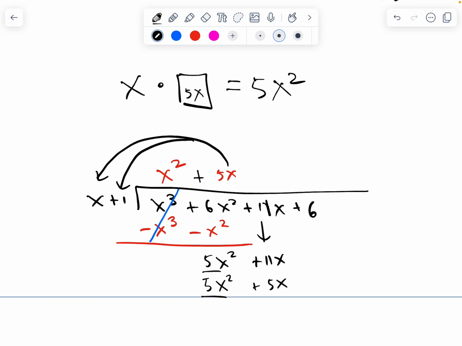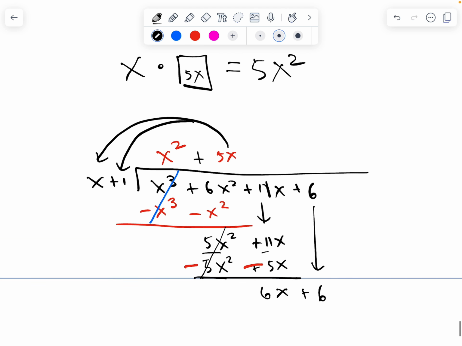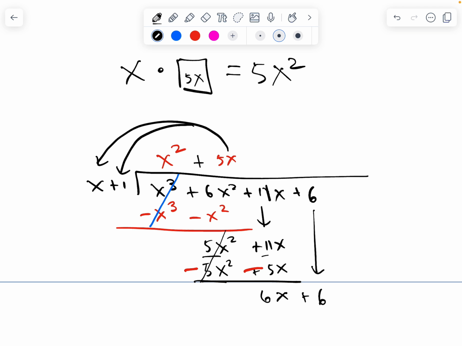And we're kind of indifferent on that one. It'd be nice if it canceled with the 11x, but we're not picky. As long as we get this 5x squared to cancel, we're good. Now we're going to subtract, so we're going to change that to a minus and a minus. When we subtract that out, that's going to give us nothing. 11x minus 5x, that's going to give us 6x, and we bring down the 6. Okay, now we're asking ourselves x times, let's erase this out.